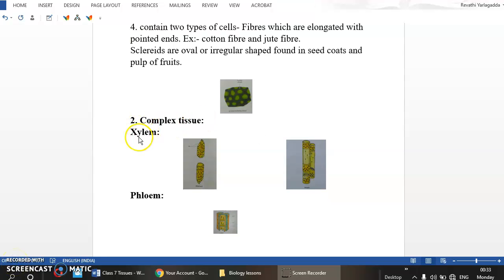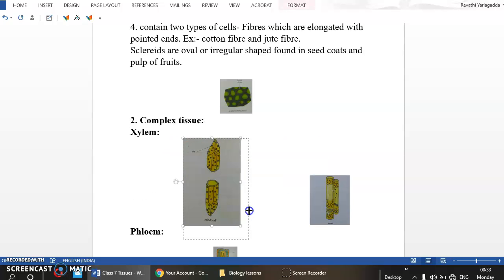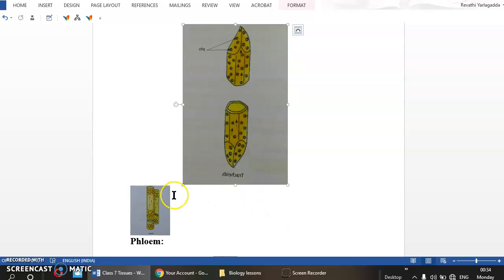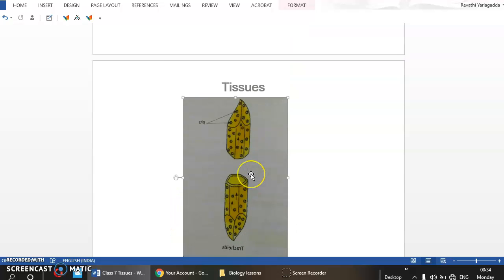Complex tissue is of two types. One is xylem and the other one is phloem. Why is this called complex tissue? Because the tissue is made up of more than one type of cell, which we will see when we discuss xylem and phloem in detail. First, xylem. Xylem is the tissue responsible for the transportation of water in plants. So through xylem, water is transported in plants.